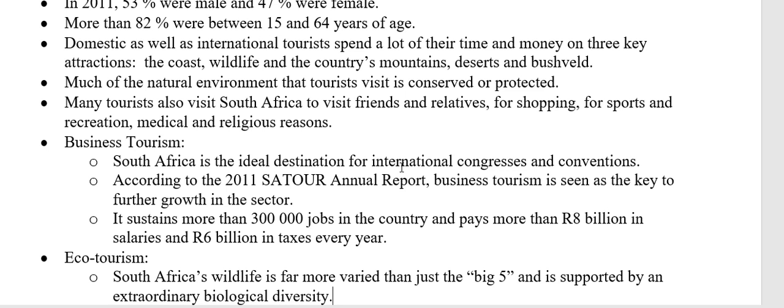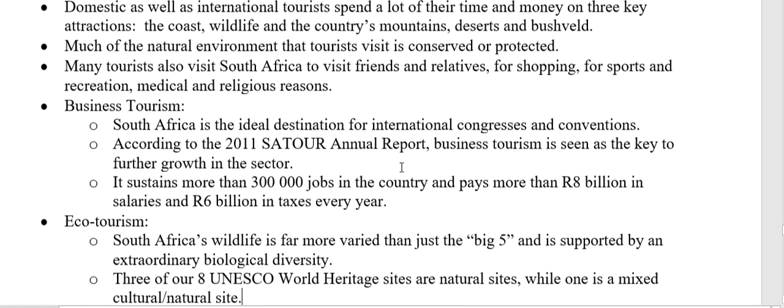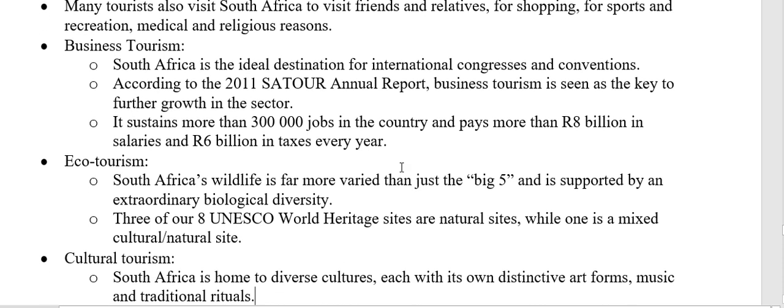Okay, in terms of business tourism, we have lots and lots of infrastructure that makes us the ideal destination for international congresses and conventions. And according to the SATSA annual report in 2011, business tourism is seen as the key to further growth in the sector. Now, we want people to see this as a business opportunity. A lot of times the governments of other countries, when they are in talks with our government, don't go there, they come to us because we have the infrastructure, we have the hotels for them to stay in. Most of our hotels have convention centers attached to them. We have the infrastructure to host meetings and conventions and business shows and stuff like that.